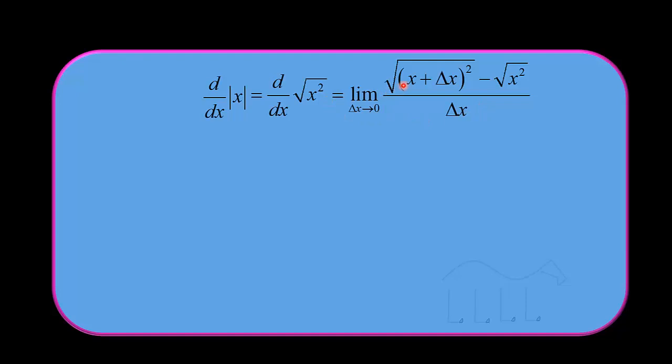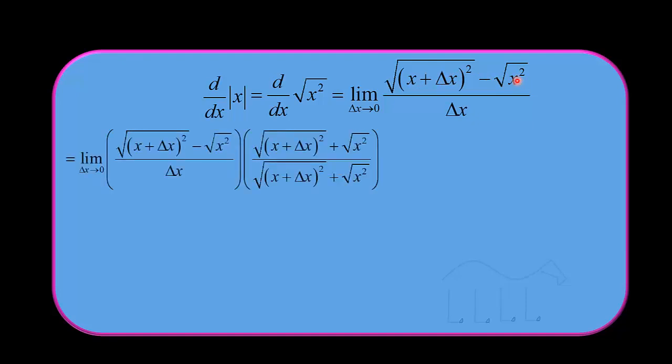So what I need to do is see if I can simplify this, and that will be the formula that we use for the derivative. Remember how we deal with a difference quotient like this where we have radicals. We multiply by the conjugate. I multiply by the square root of (x plus delta x) squared plus the square root of x squared, and I do that to the top and the bottom.